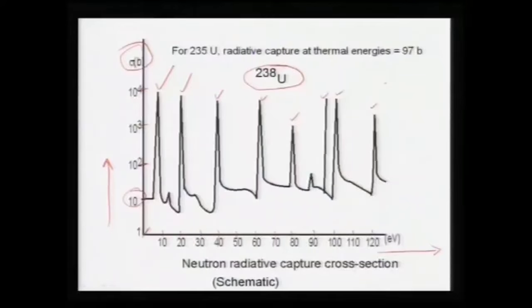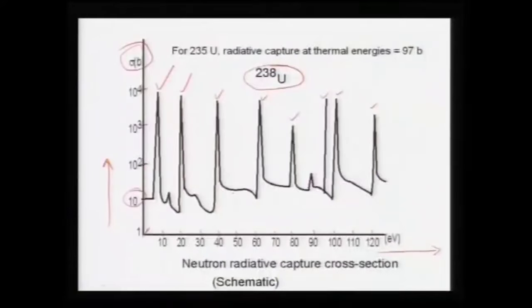Look at the heights of the peaks that we are showing here, very large resonances. The cross section is approaching 10,000 barns, a few thousand barns at least. By any standard, that is a very high cross section, and the probability of absorbing neutrons in this energy range by uranium 238 is extremely high. So these resonances are to be kept in mind.